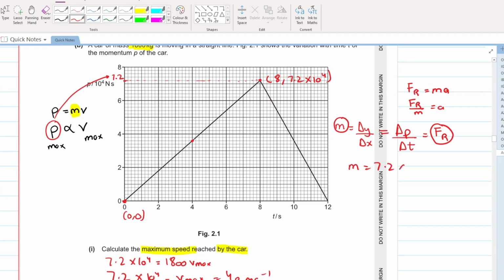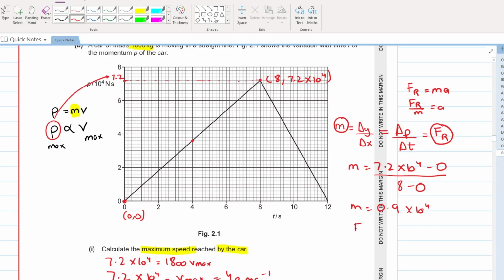Gradient is equal to what? 7.2 into 10 raised to the power of 4 minus 0, divided by 8 minus 0. This gradient comes out to be what? 7.2 divided by 8, I guess 0.9. Yes, gradient is 0.9 into 10 raised to the power of 4.